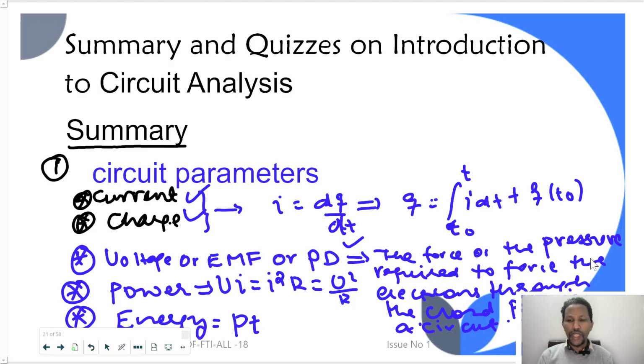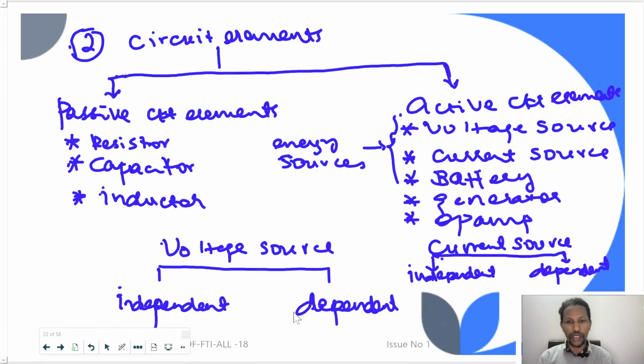The other one is power. We have the relation between power, voltage, and current. Voltage times current gives us the power, and another formula, I square R, gives you the power. And the other one is V square over R, which also gives us the power. And the other one is the energy, which is the product of power and time, or power is the time derivative of energy with respect to time.